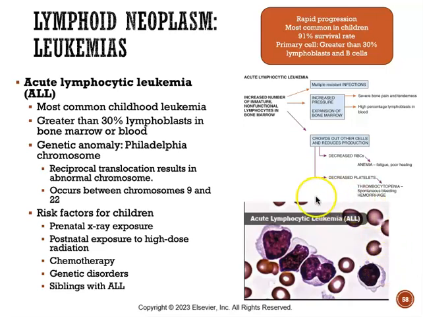And here is a peripheral blood smear. I believe that this is a peripheral blood smear, not bone marrow, where we are seeing some of those immature lymphocytes within here. Some of them even have double nuclei.